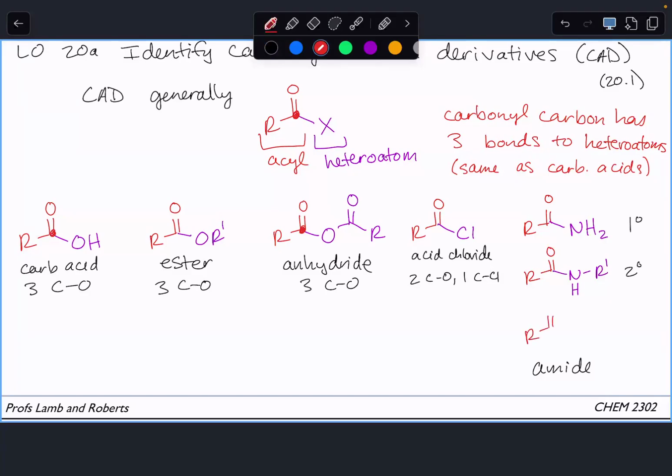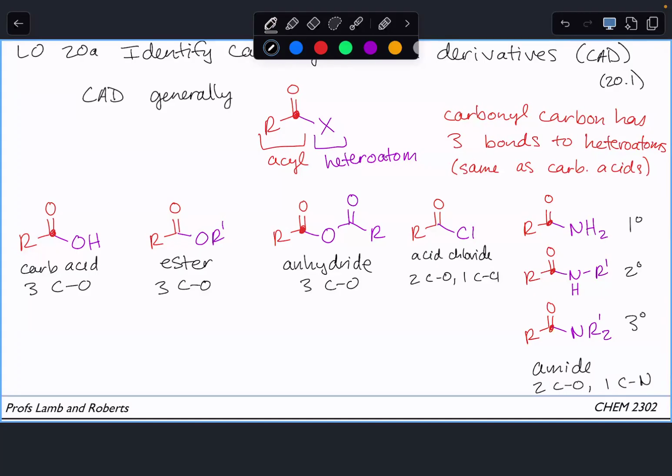Or you can have that nitrogen have 2 R prime groups. So no hydrogens on the nitrogen. And that is called a tertiary amide. So in all of these cases, we're still talking about this carbonyl carbon. We have 2 CO bonds and 1 CN bond. Right? So again, 3 bonds to heteroatoms. So that's how you know that it's a carboxylic acid derivative. Okay.